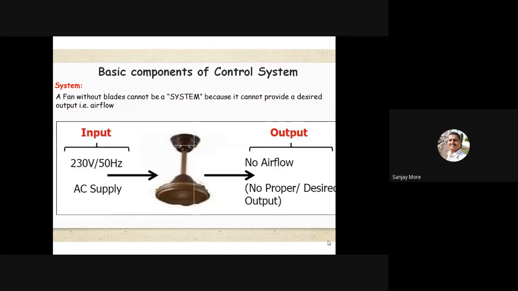Here is the concept of a system. See the fan: input is 230 volt and 50 hertz AC supply. Output is airflow, the desired or proper output. Okay. A fan without blades cannot be a system because it cannot provide a desired output, that is airflow.